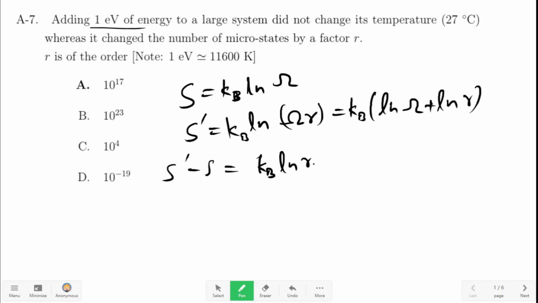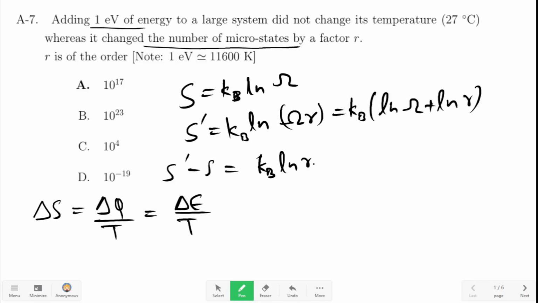Now this added energy is actually heat, because heat is defined as the energy transferred between two objects due to transformation at the microscopic level, and here the number of microstates is changing, so it is a transformation at the microscopic level. So the energy transferred in that case is actually heat. ΔS = ΔQ/T, and in this case ΔQ is ΔE. And from here we have ΔS = KB ln R. This implies ΔE/T = KB ln R.